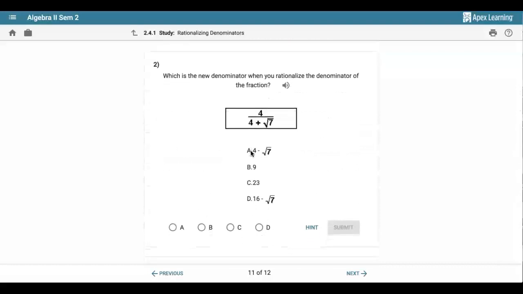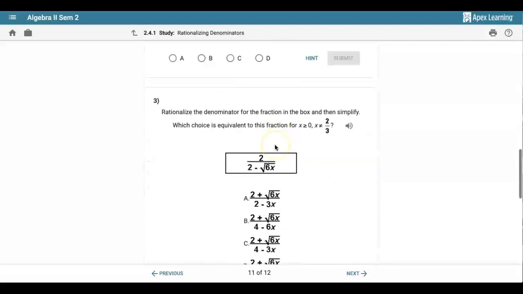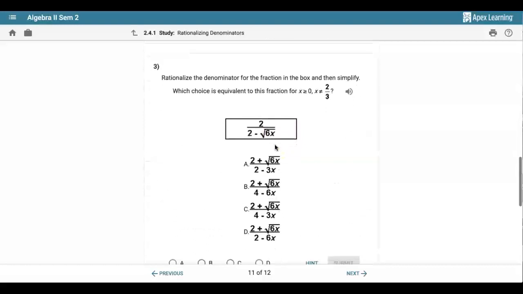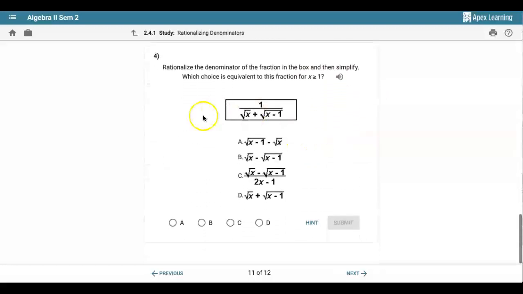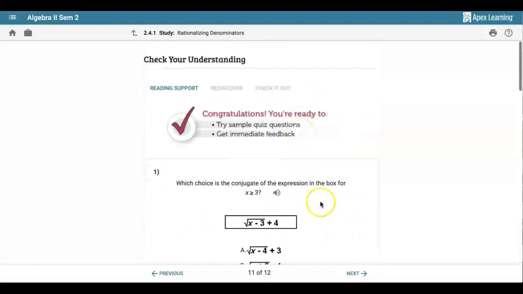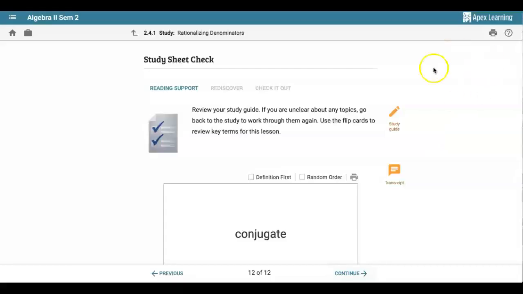Same thing here. Remember, you're going to multiply by its complex conjugate. FOIL that out, or just know that you're going to get a squared minus b squared, and simplify. Simplify is going to be the key there. Same thing here: rationalize the denominator for the fraction and then simplify. Being able to multiply by the complex conjugate, making sure you're following through with your distribution and your FOILing process, and obviously the same thing for number 4 here. So again, really good practice problems for you to try on your own.